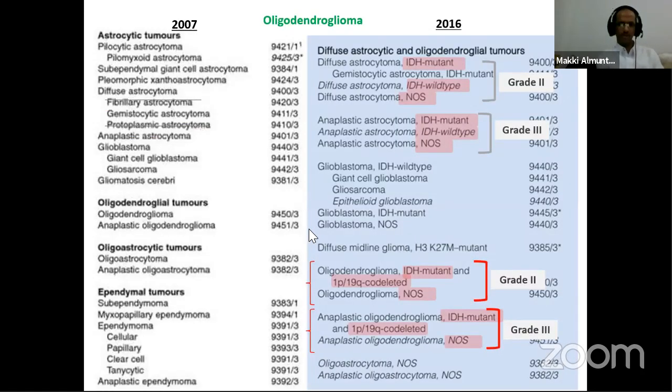Looking at oligodendroglioma, same thing as you mentioned, IDH mutant. Then we further evaluate it with 1p19q codeletion or not otherwise specified. And this is grade 2. If it's anaplastic, then it is grade 3.